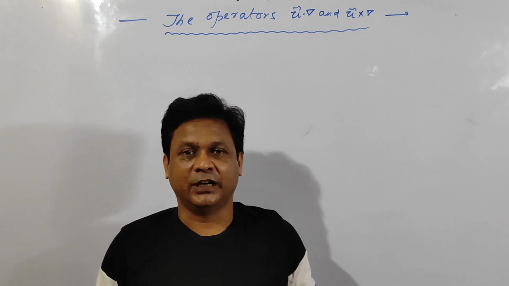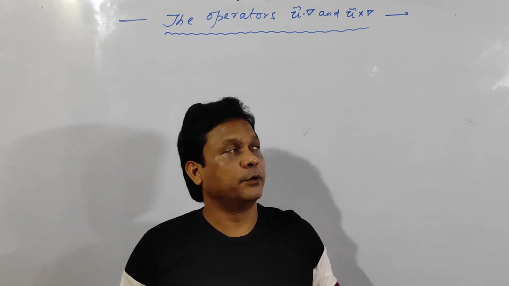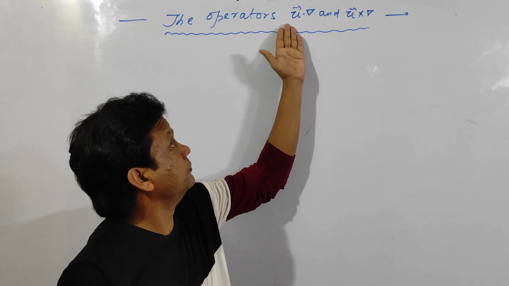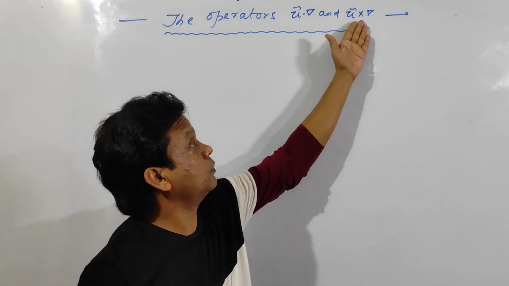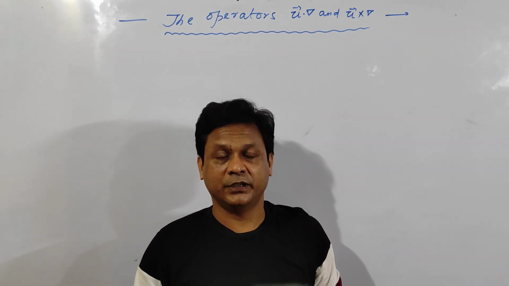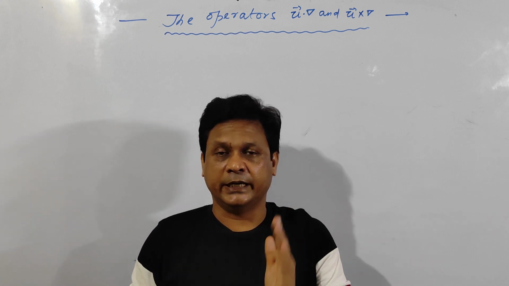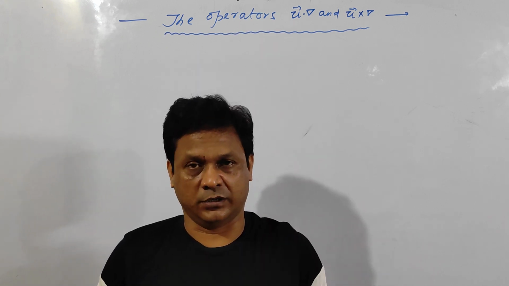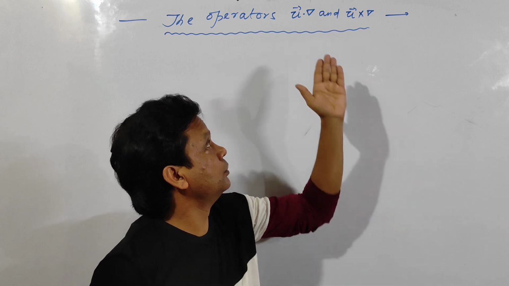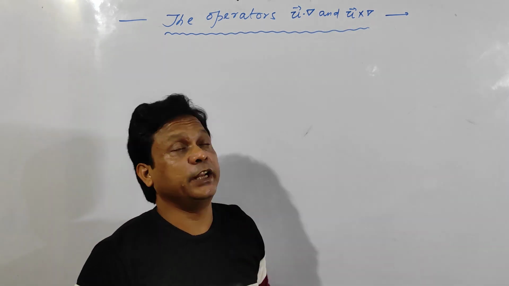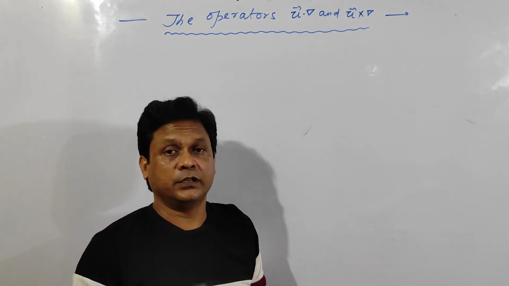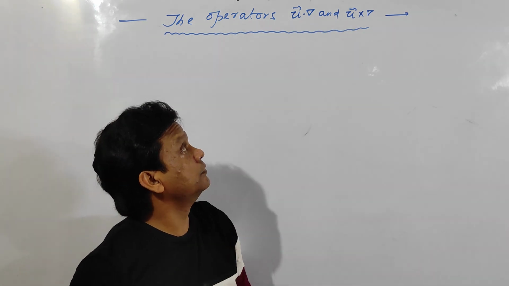Hello everybody, and today I am going to tell you about the use of u dot del and u cross del. Here, I have already completed gradient, divergence and curl. So these are very important operators. And now, what is the meaning of these two?